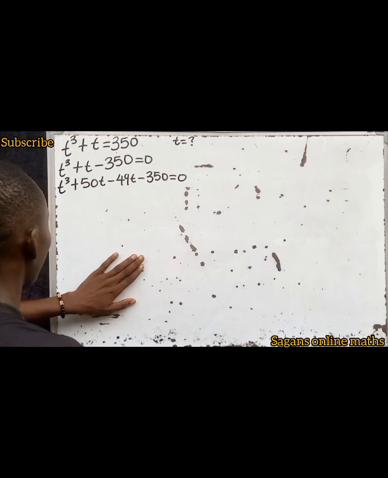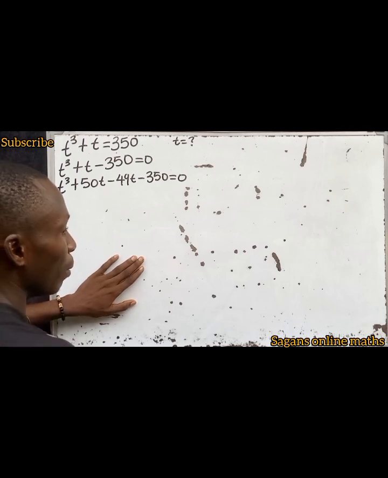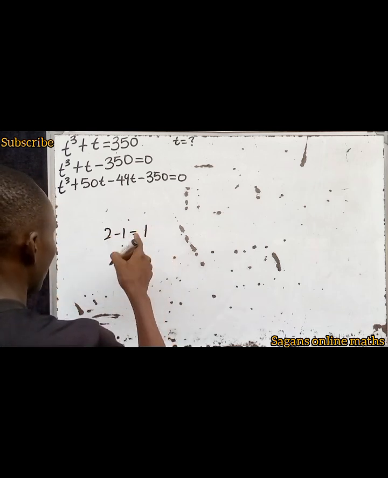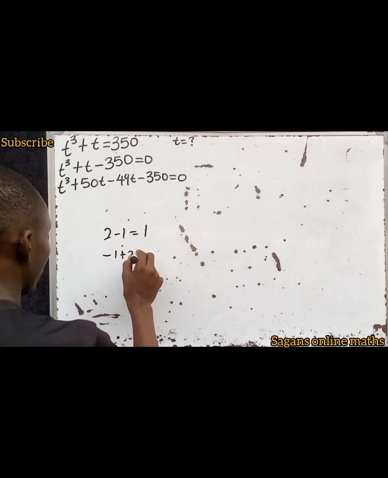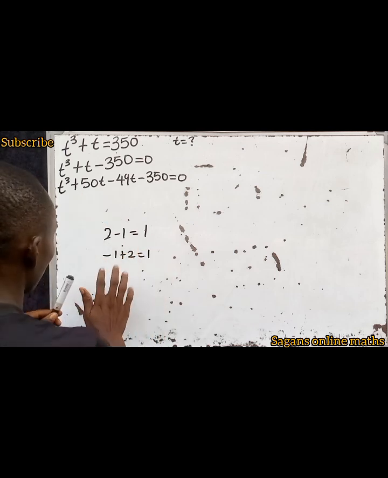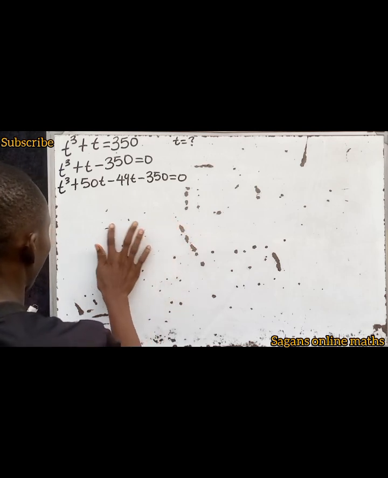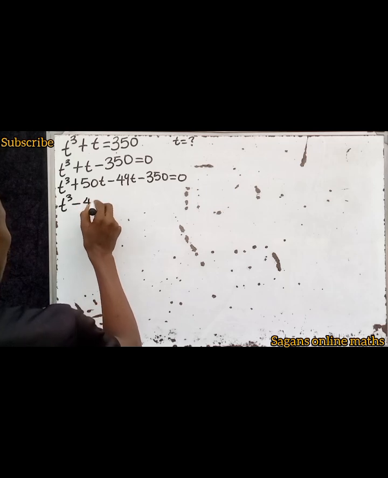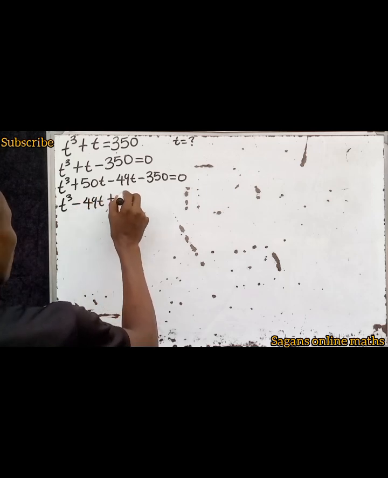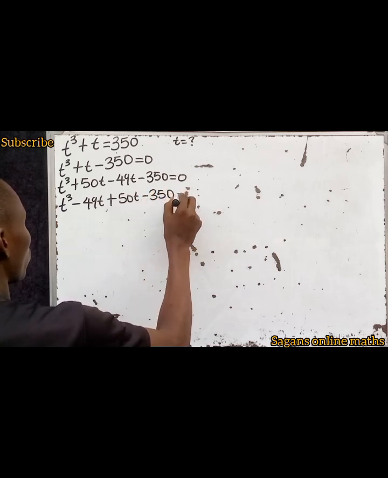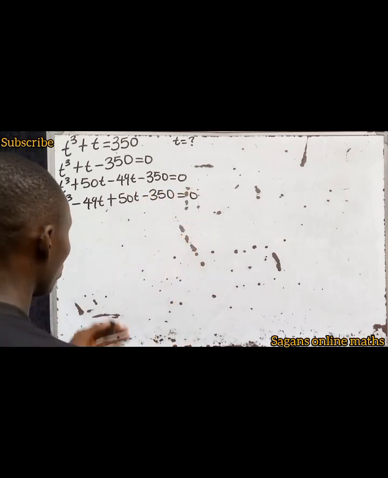This is amazing. Now, do you know that we are not wrong in any way? Because 2 minus 1 is equal to 1. In the same case, minus 1 plus 2 is equal to 1. So we're going to do something pocket genius here. Now, pay attention to what we are going to do. Let's remove this from here quickly. That means we can also write this as t to the power of 3 minus 49t plus 50t minus 350, all this equals to 0. Wow. I so much love this.